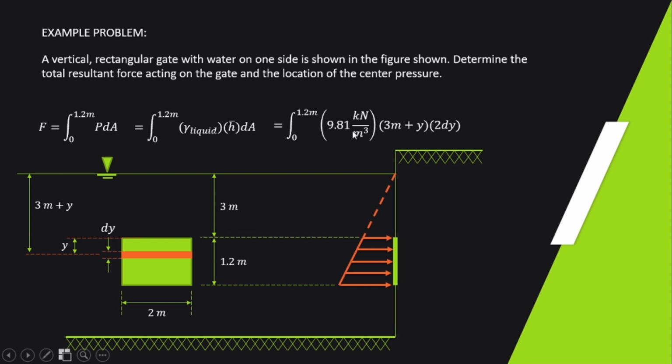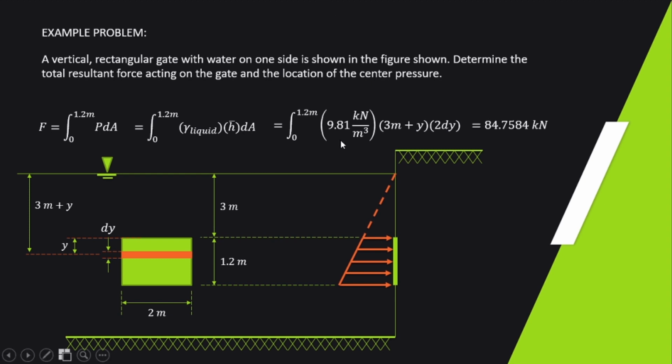And the unit weight of the liquid is the unit weight of water, 9.81 kilonewton per cubic meter. And we have a differential area, the area of the strip, whose length is 2 meters and thickness is dy, so 2 dy. And its limit is what the strip passes through, which is from 0 to 1.2 meters only. So you can pause the video again and calculate that integration using your calculators.